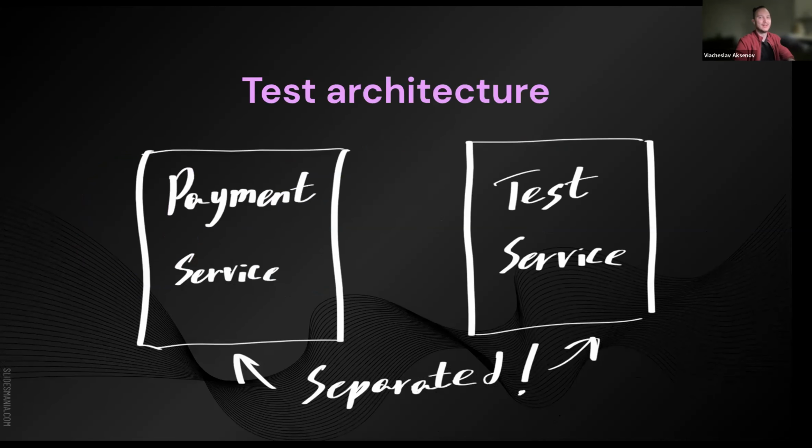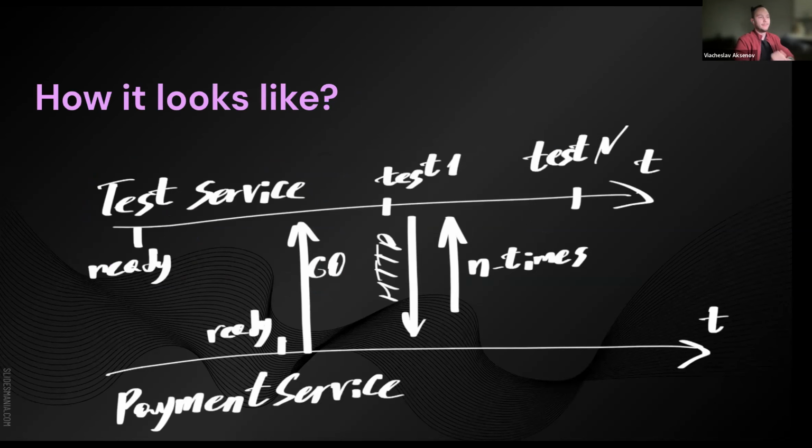We separate a service that will have only one purpose: to test the main service. It seemed the most expensive and difficult option, I understand, but it turned out to be the most advantageous in our situation. So let's think about the architecture of this test service.